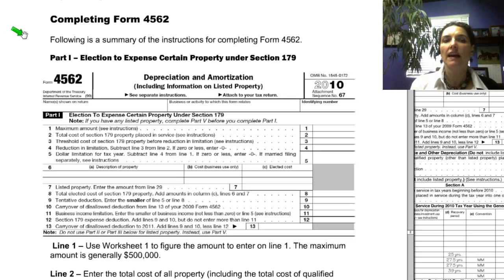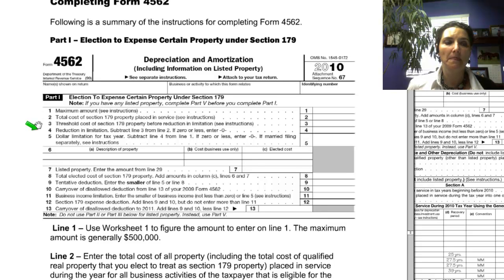Now we're going to take a look at completing Form 4562. Complete instructions for Form 4562 should be handy and next to you as you begin working on our assignments for today's class. But in the manual, I'm giving you just a brief summary of what those instructions tell you to do. Beginning with line number 1. You should use Worksheet 1 in the instructions for Form 4562 to figure the amount to enter on line 1 of Form 4562. The maximum amount that you can generally enter on line 1 is $500,000.